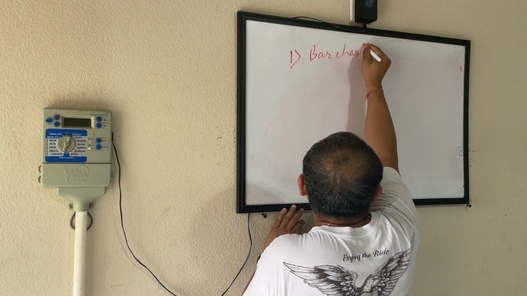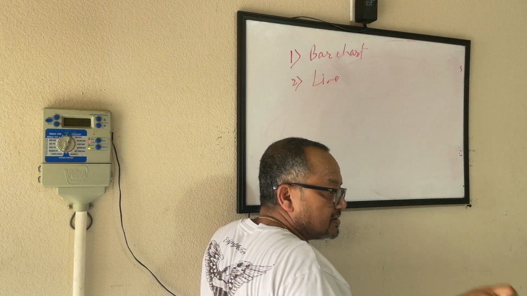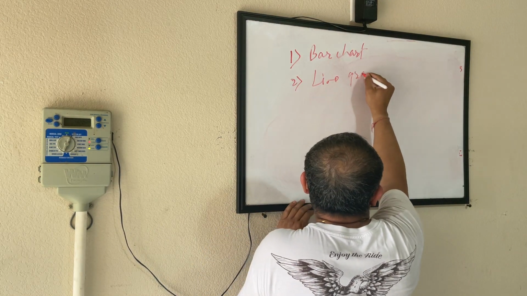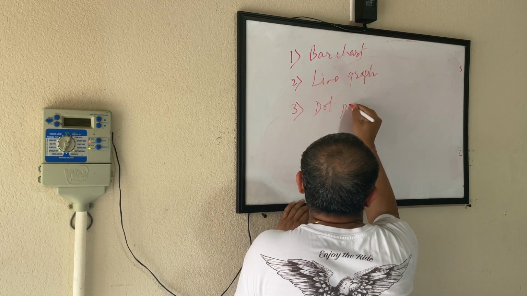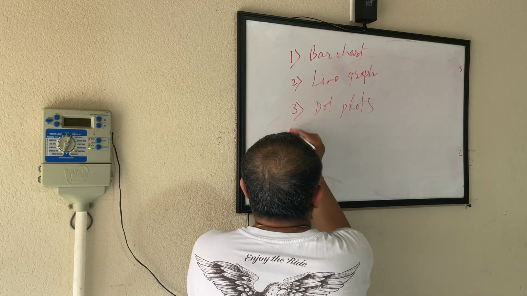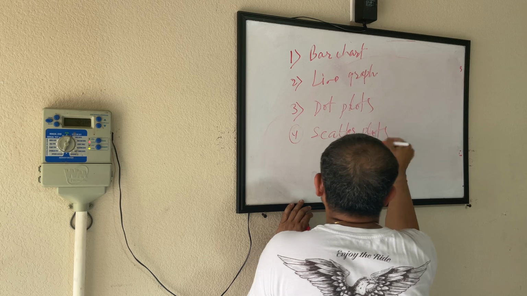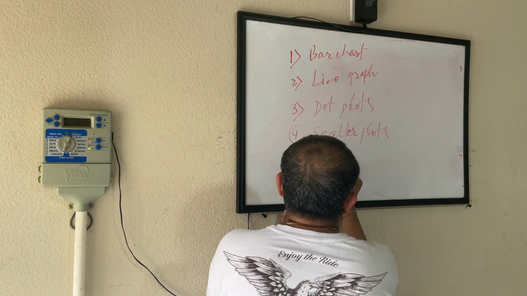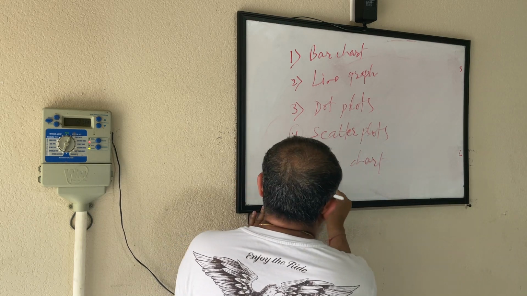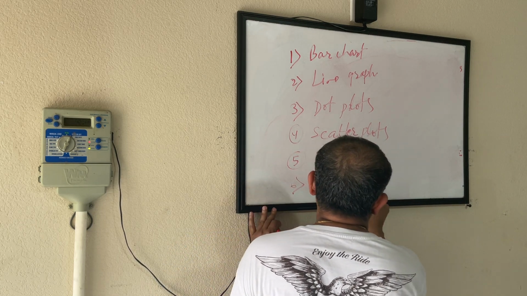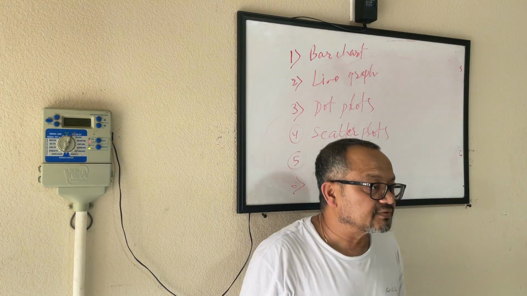Bar chart or bar graph, whatever you call it. Then you have line graph. Then you have dot plots. Scatter plots. Pie chart. Histogram. Okay. So most of these graphs are charts.